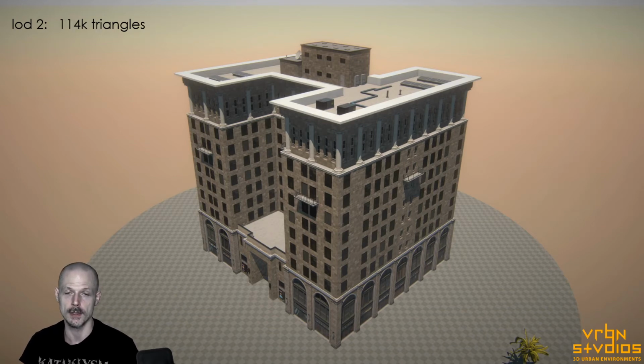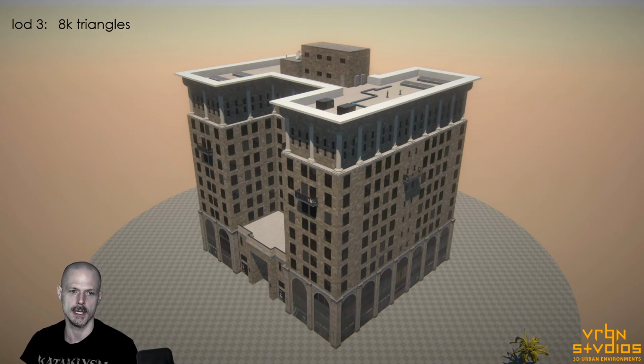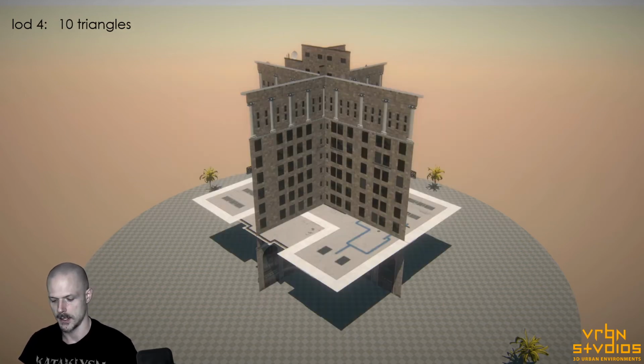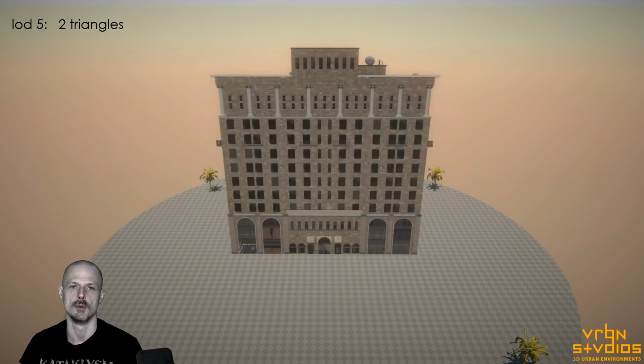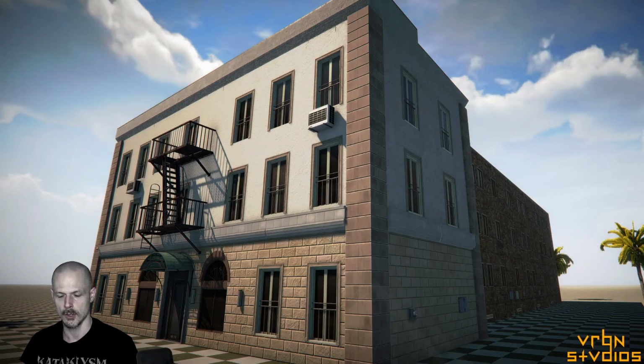So we worked really hard on this consistency between the levels of detail. Then the third level of detail, this is a bigger step to the last one, just 8,000 triangles, and then 10 triangles, the imposter, and 2 triangles like we had before. Cool. So this is a screenshot made in Unity of one of the buildings.